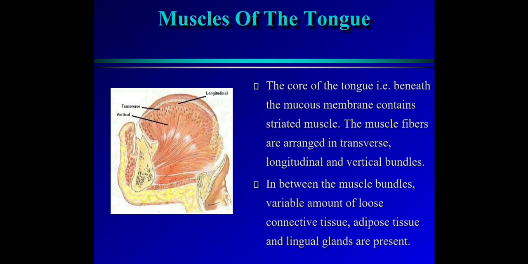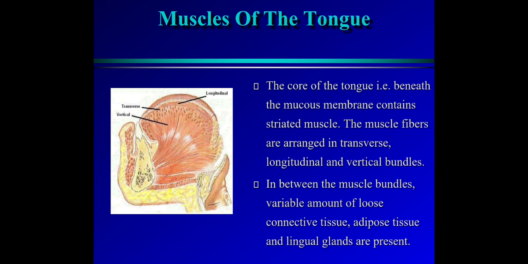Then lastly, the muscles of the tongue. The tongue is entirely a muscular organ. There are a number of extrinsic muscles and intrinsic muscles present in the tongue. The intrinsic muscles of the tongue are in the form of different bundles.